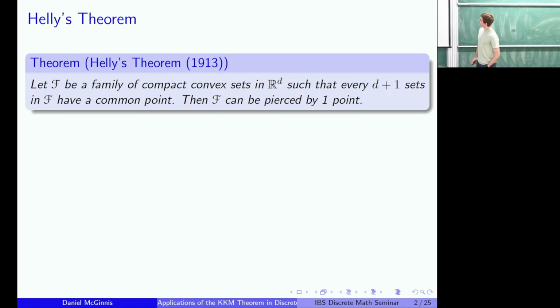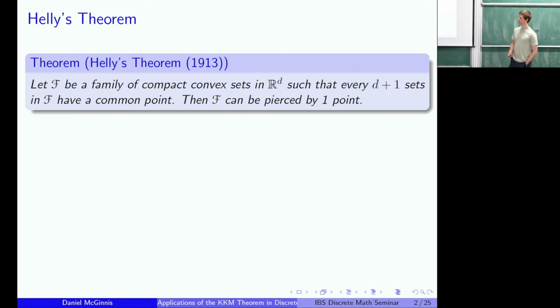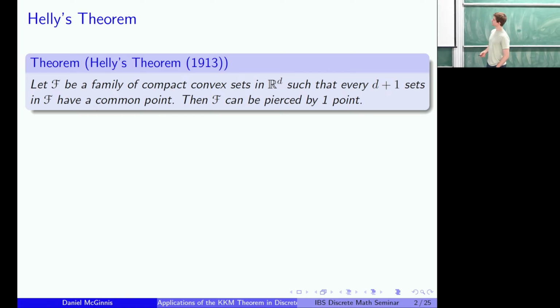Okay, so first, to get into the kind of problems I'll be talking about, I'll talk about Helly's theorem, which kick-started a lot of them. Helly's theorem says that if you have F, a family of compact convex sets in R^d, with the property that whenever you take d+1 sets of your family, they have a common point, in other words the intersection of these d+1 sets is non-empty, then this family F can be pierced by one point.